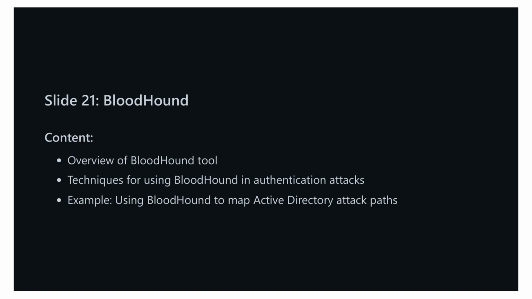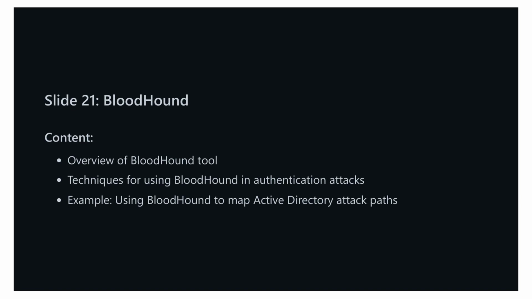For instance, by leveraging Bloodhound, you can identify user accounts that have administrative privileges across multiple machines, or determine which users can reset passwords for other high-privilege accounts. This makes it possible to strategically plan authentication attacks, such as compromising lower privilege accounts that may eventually lead to higher privilege access. Now let's look at a practical example.